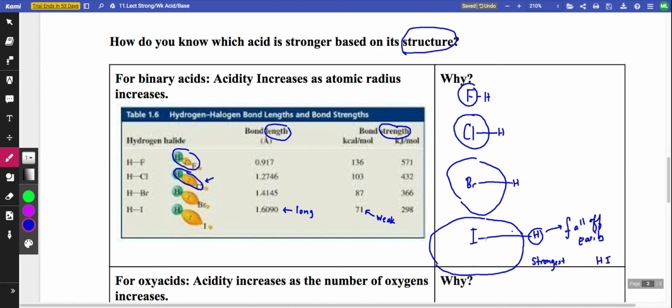Okay, why do you think it falls off very easily? It's because the bond is so long that it is very weak. It's a weak bond. You guys agree with that? The electrostatic attraction is very weak when things are very far apart. Okay, as a result, this is the strongest acid. Okay, this table shows you this is the longest bond, and this is the bond strength. It is the weakest link, so the H falls off and it burns you.